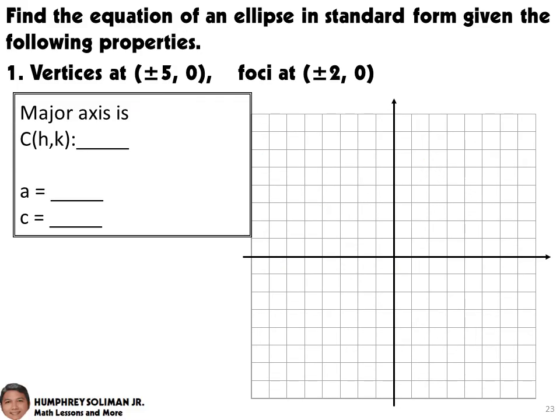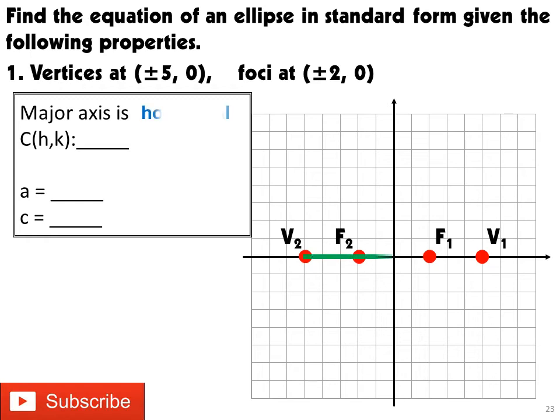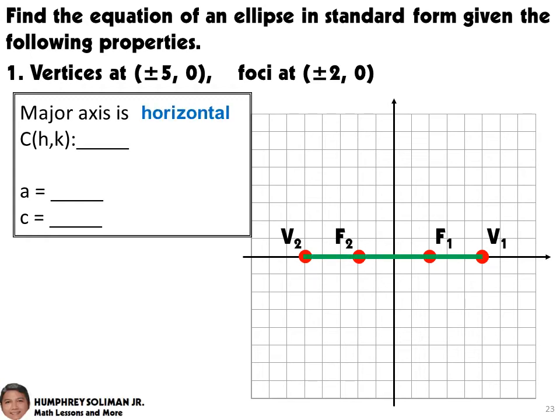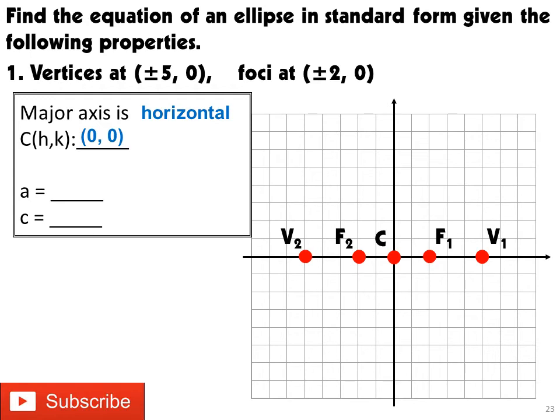Now, we find the equation of an ellipse in standard form given the following properties. In number 1, we have the vertices at positive and negative 5, 0, and the foci at positive and negative 2, 0. If we plot the vertices and the foci, we can see that the major axis is horizontal. And, at the middle of the vertices and the foci, we have the center at 0, 0. The distance from the center to a vertex is 5 units, so the length of a is 5. And the distance from the center to a focus is 2 units, so the length of c is 2.